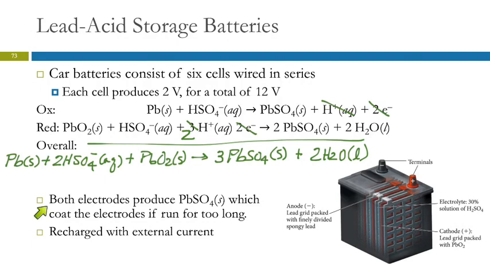So both of these electrodes are producing solid lead sulfate. And so if the battery runs for too long, that's going to coat the outside of the electrodes and act as an insulator, and then it won't run anymore. And so what happens is you recharge the battery using an external current, and then we're doing electrolysis, and we'll talk about that in the next section. You're running these reactions backward, and so then you get all of that lead sulfate back off of the electrodes.